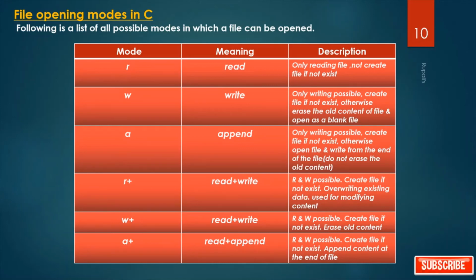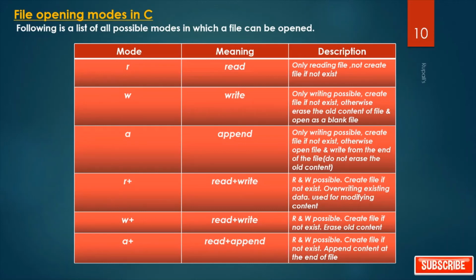Then a, that is append mode. Searches for the file. If the file exists, it loads it into memory and sets up a pointer which points to the first character in it. If the file doesn't exist, a new file is created. Returns null if unable to open the file. The operation possible is appending new contents at the end of the file.